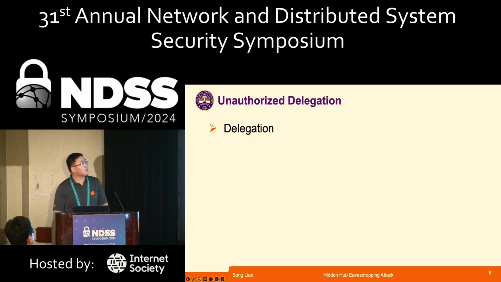However, in this process, we discovered some vulnerabilities in the Matter pairing process. As I mentioned, the second hub needs to get the pairing code from the first hub. However, we found that the second hub still has the capability to delegate the device to other hubs, such as some unauthorized hubs.